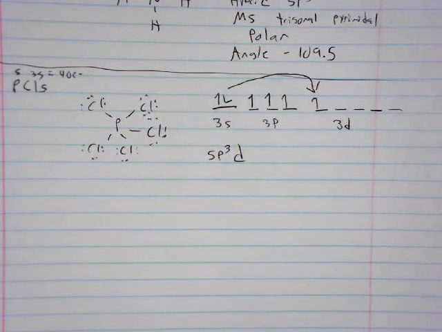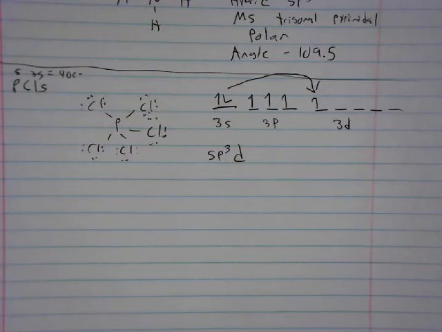Or you can just count how many things are connected. 1, 2, 3, 4, 5, right? So my hybridization is going to be sp3d. Wait, why D? Because I need one hybridized d orbital to connect the last thing.